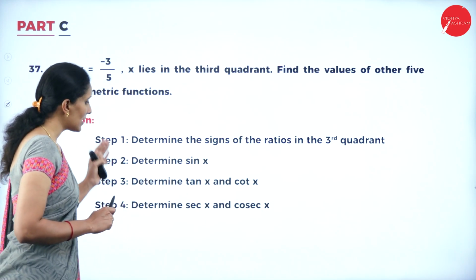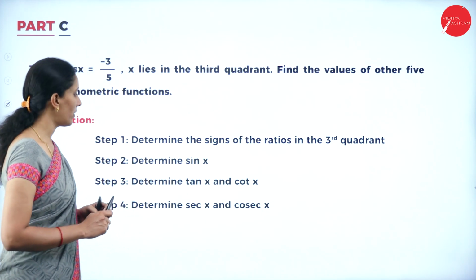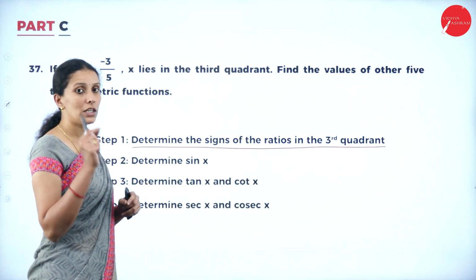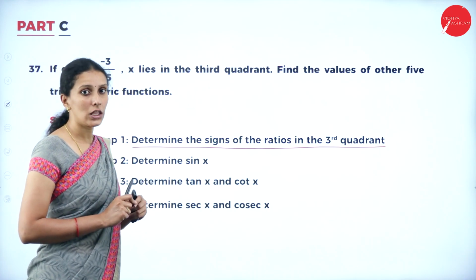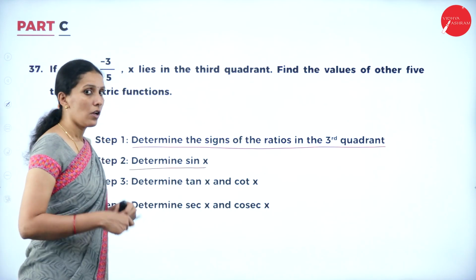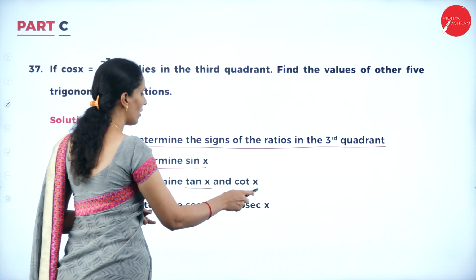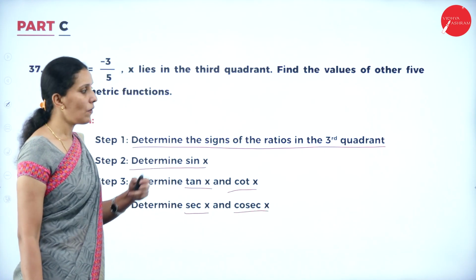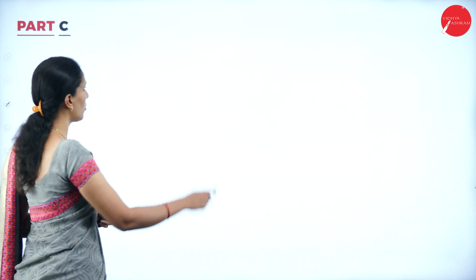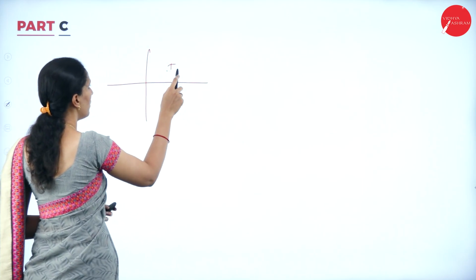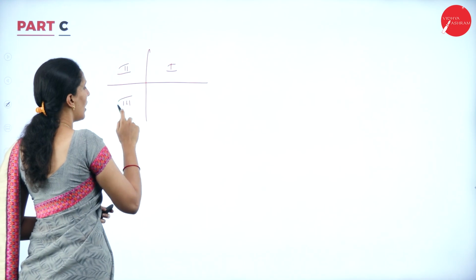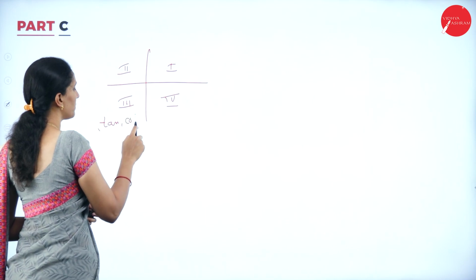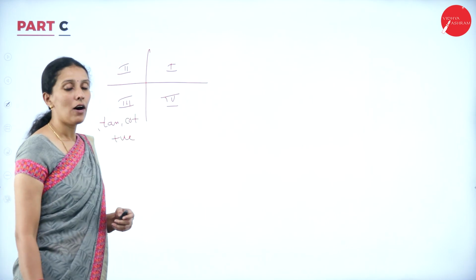Now, here we have the steps for how to find out those trigonometric functions. Determine the signs of the ratios in the third quadrant. First, we need to find out the signs of all trigonometric functions in the third quadrant. Next, we will find out sin x. Once you find out sin x, you can find tan and cot. Once you have found cot and tan, you can also find secant and cosecant. Now, let's see the trigonometric ratios in the quadrants. So, this is our first, second, third and fourth. In the third quadrant, only tan and cot are positive and all others are negative.